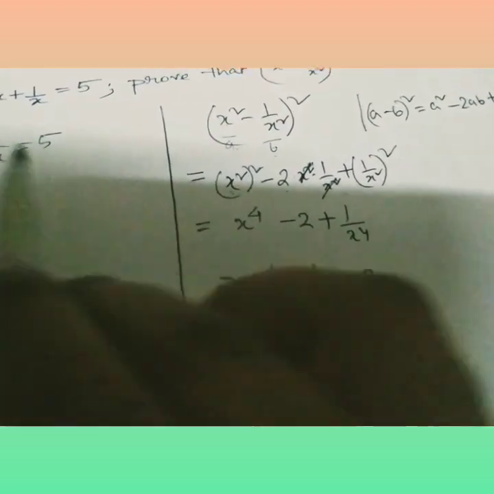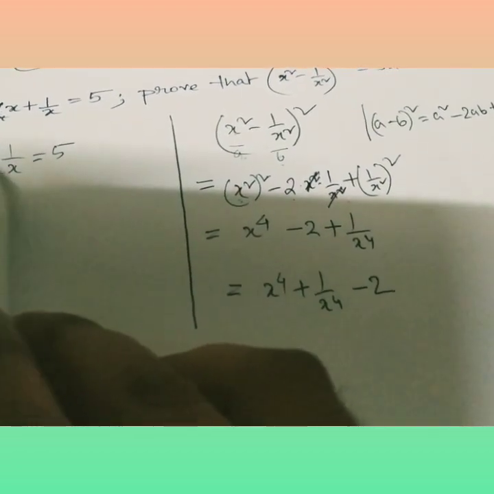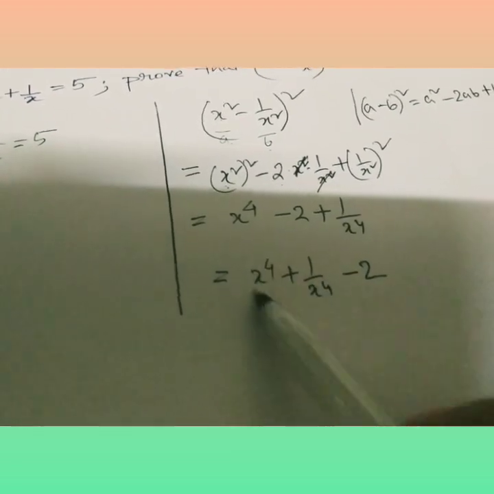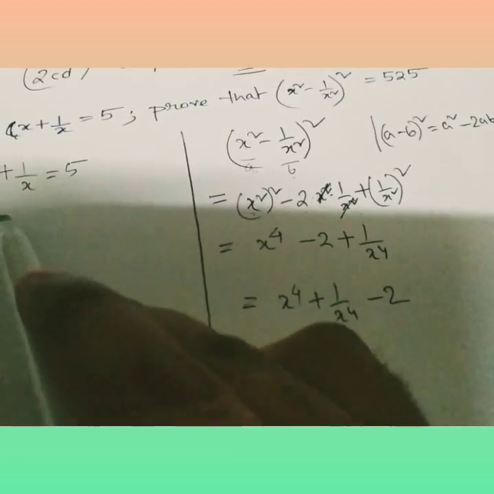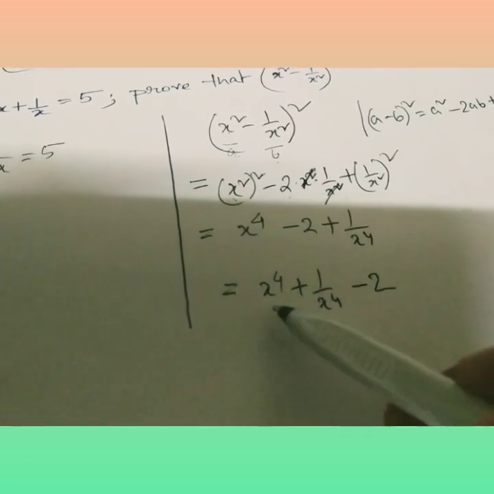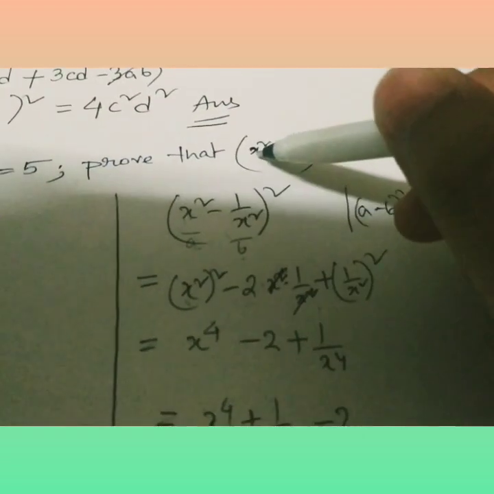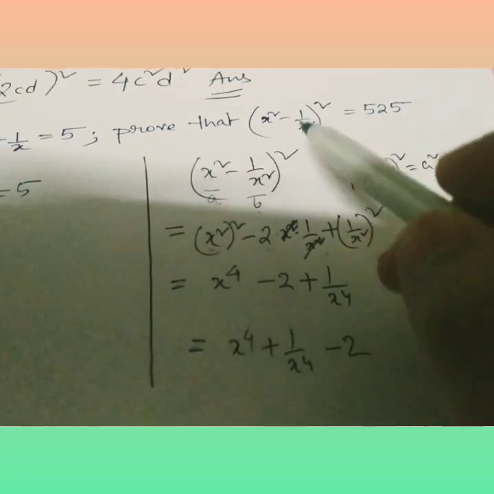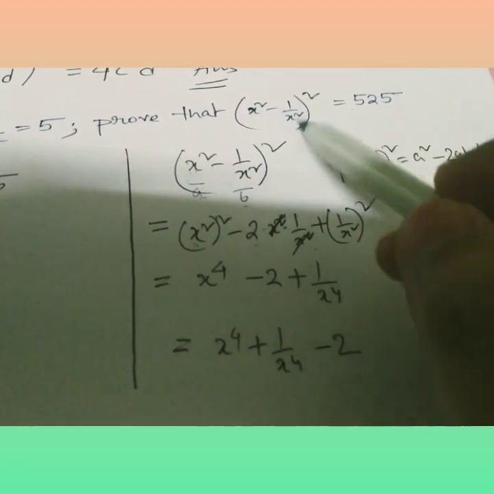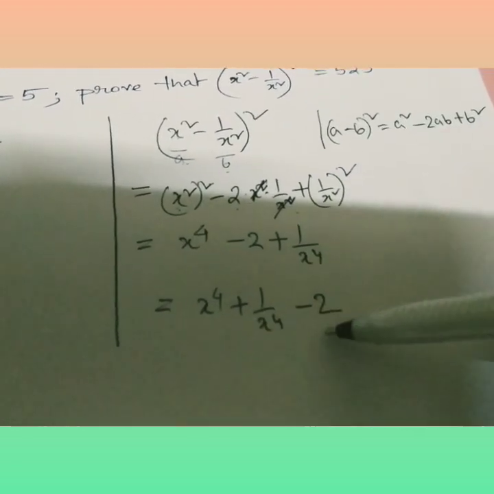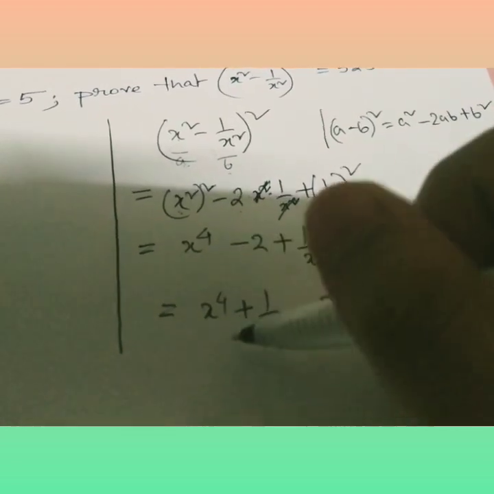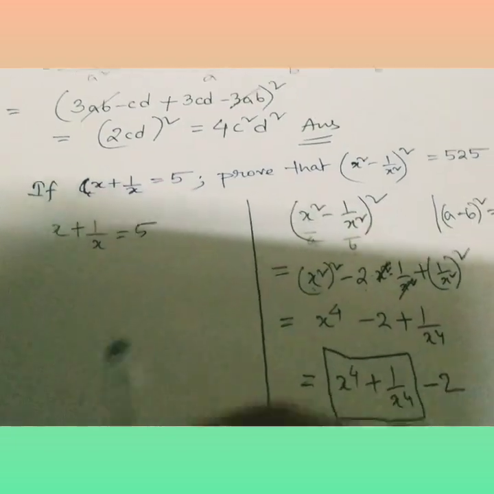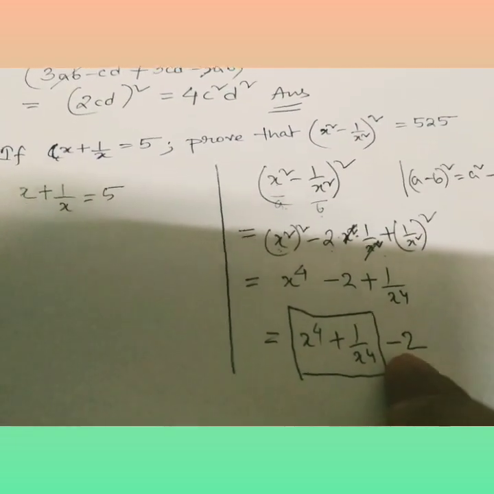So what do we actually need to get from here? From x plus 1 by x, I need to get x4 plus 1 by x4. Once I get the value of x4 plus 1 by x4, I can put it over here, because I need to prove that x square minus 1 by x square whole square equals 525. So I've just converted x square minus 1 by x square whole square into x4 plus 1 by x4 minus 2. If I just get the value of x4 plus 1 by x4 from here, then I can just put it over here.